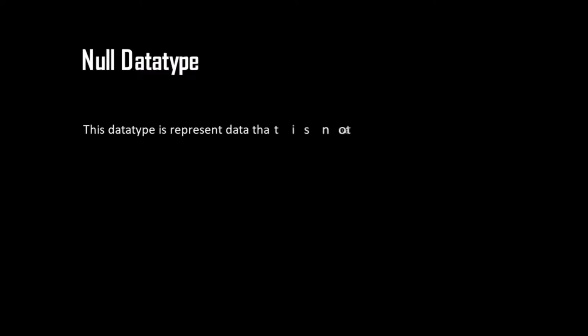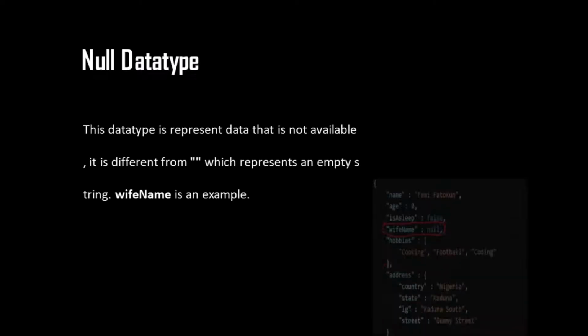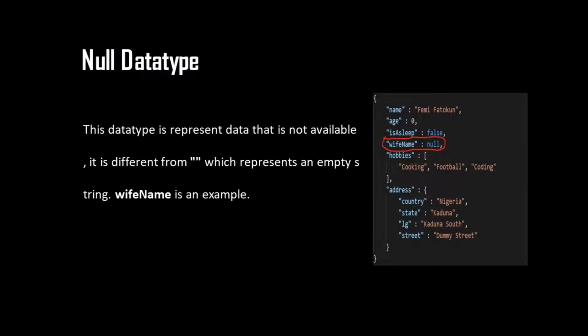Now I'm going to talk about the null data type. You might be wondering, why do we have to add null when we can actually use an empty string? There's actually a difference. The null data type is used to represent when data is not available. Meanwhile, the empty string means that this is supposed to be a string, but there is nothing in the string. So this is different. Null is a data type, but the string is a value of a data type. Null is on its own and it just represents not available data.